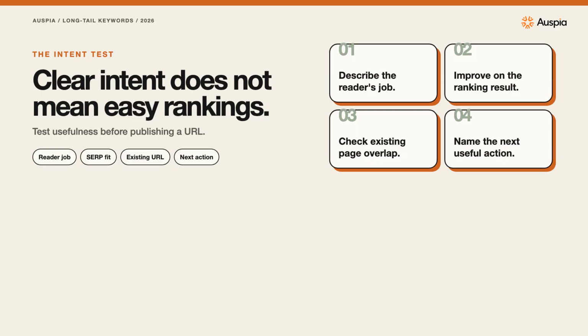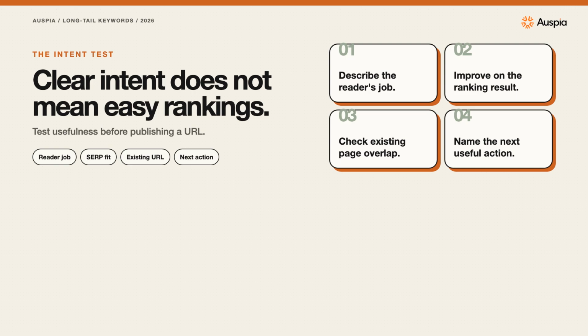Check whether an existing page already solves most of the same job. Finally, make sure you can name a useful next step without padding the page. If you cannot pass those tests, a keyword tool result is not a reason to publish. The goal is a small set of approved decisions, not thousands of rows in a spreadsheet.